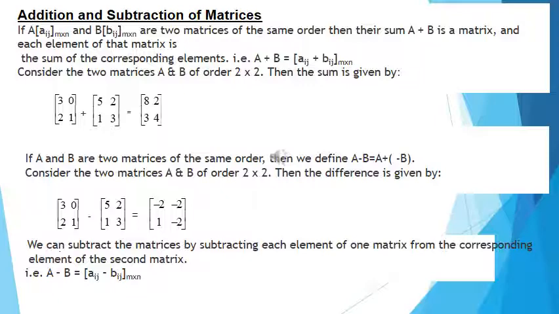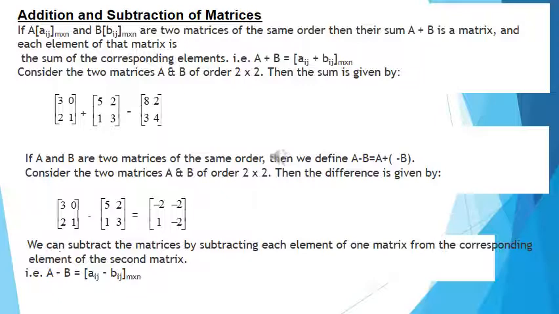Similarly for A minus B also, subtraction of matrices can be done only when the order is the same. So A minus B is equal to A plus of minus B. Here again two matrices of order 2 by 2: 3 0 2 1 minus 5 2 1 3, which is equal to 3 minus 5 is minus 2, 0 minus 2 is minus 2, 2 minus 1 is 1, and 1 minus 3 is minus 2.